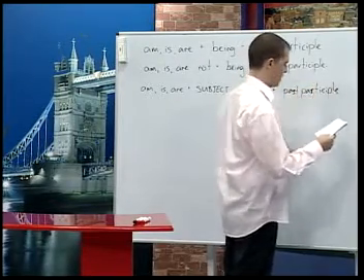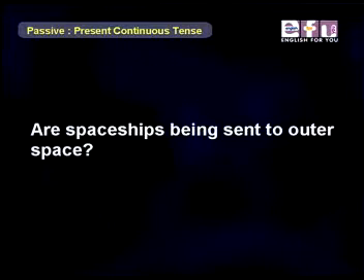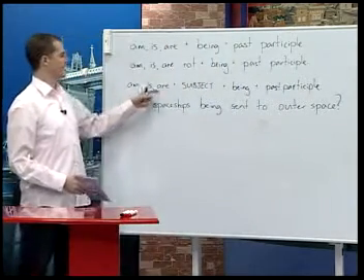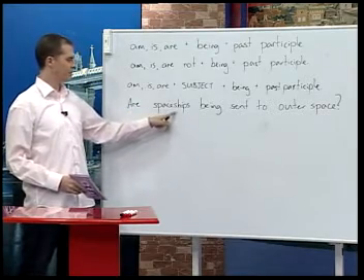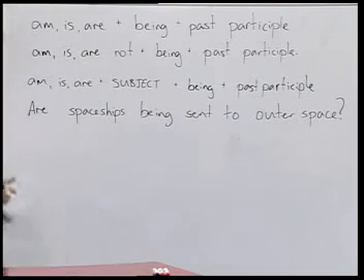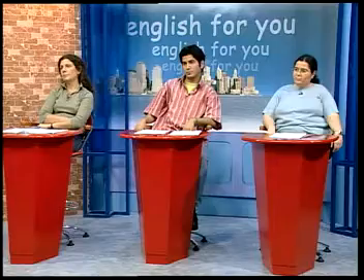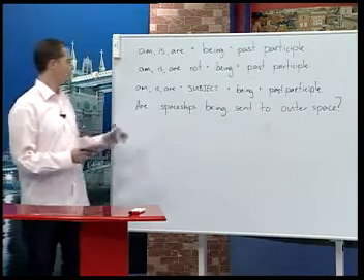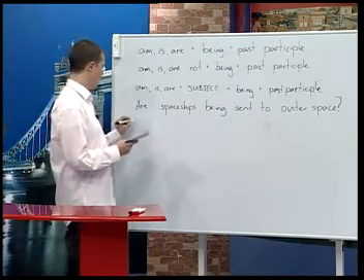For example, are spaceships being sent to outer space? We can see we have the am, is, are, subject, spaceships, being, past participle, sent. Are spaceships being sent to outer space? To form negative questions, same idea. We use isn't or aren't.